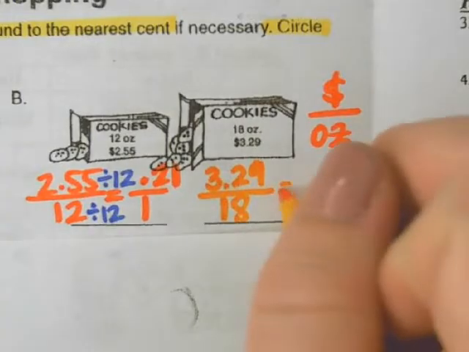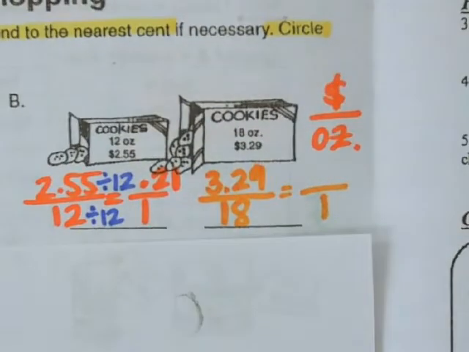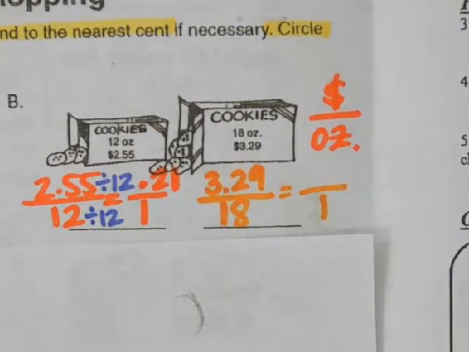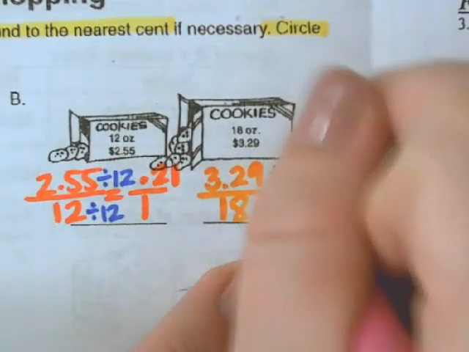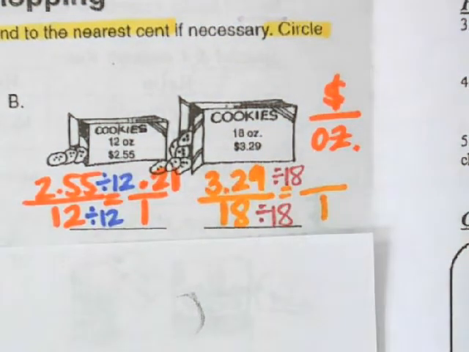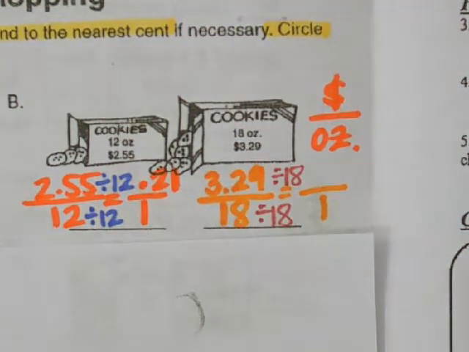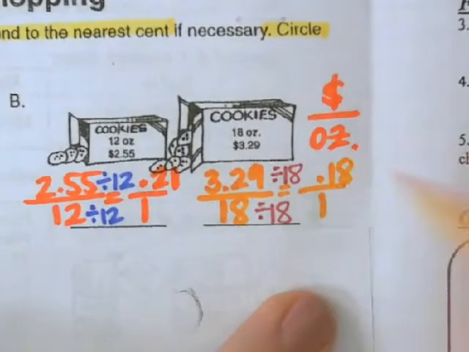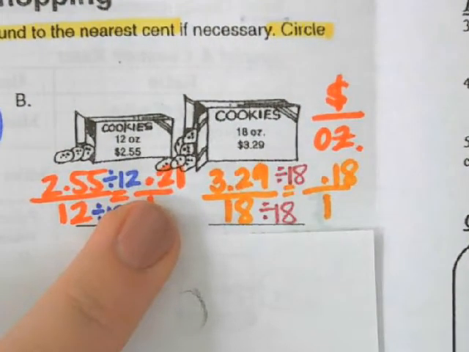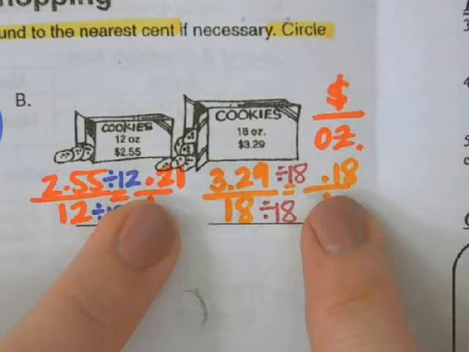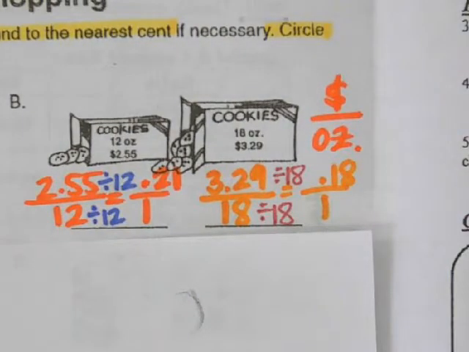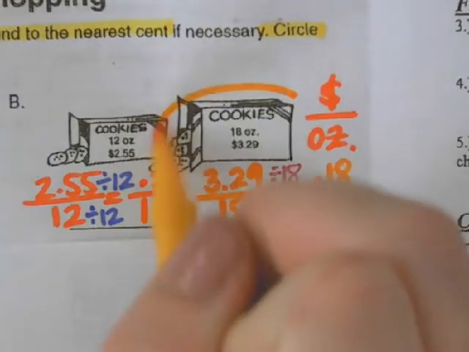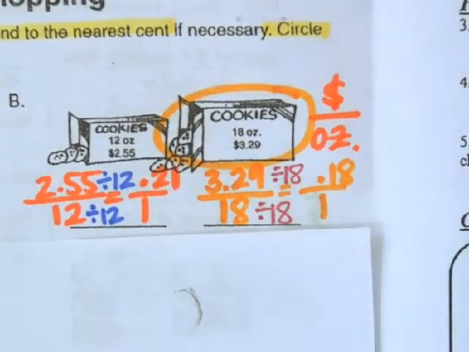I want to figure out what is the value of 1 ounce of cookies. I'm going to divide by the denominator, which is 18. So divide the bottom by 18, divide the top by 18. $3.29 divided by 18 is actually 18 cents. Comparing the two, would I rather spend 21 cents or 18 cents per ounce? Remember, we're talking about the better buy, so it's the cheaper price. And the cheaper price for this one is spending $3.29 on 18 ounces of cookies.